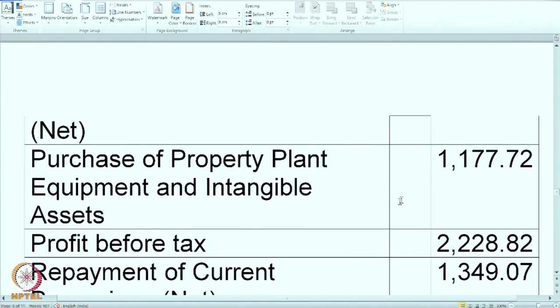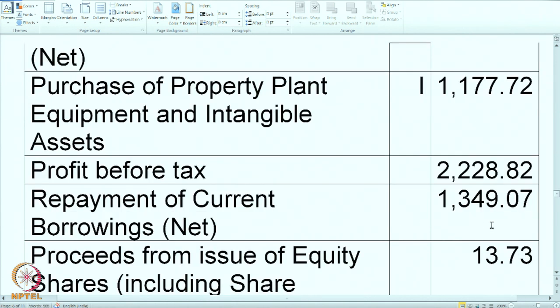Purchase of property, plant, equipment and intangible assets. This is a purchase of investment, so it is I. Profit before tax, do we require it? Yes, because in cash flow statement we are going to start with PBT and make the adjustments, so we will mark it as O.